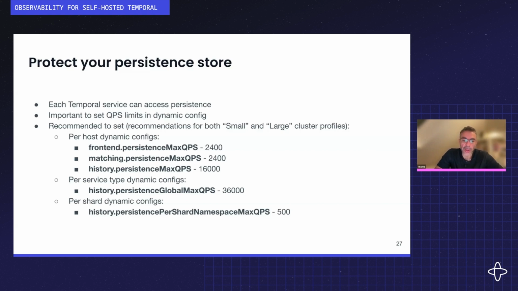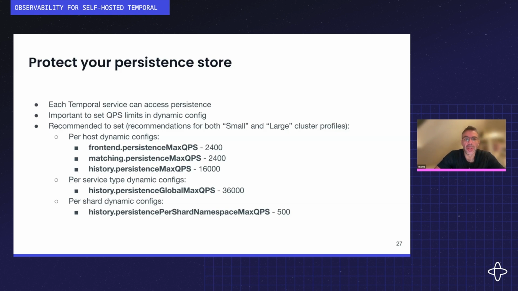And overall this is important because we might have different workloads running against our Temporal cluster. We might have some rogue clients. We might have some unexpected code, bugs, whatever, that can create very large, possibly unexpected workloads, or expected, depends, putting a lot of pressure on our cluster. So it's important to set query per second limits in our Temporal dynamic config. These are recommendations for both of the two cluster profiles that we have defined earlier.